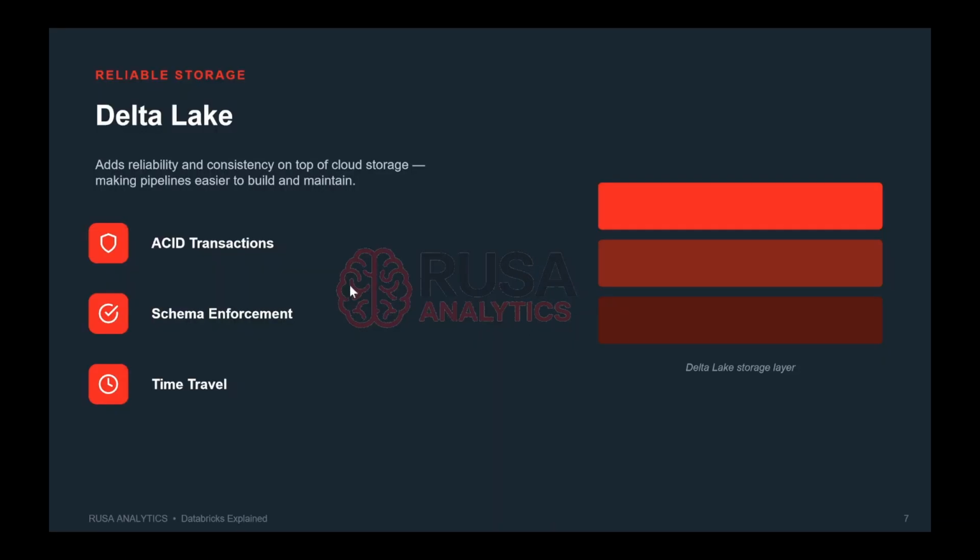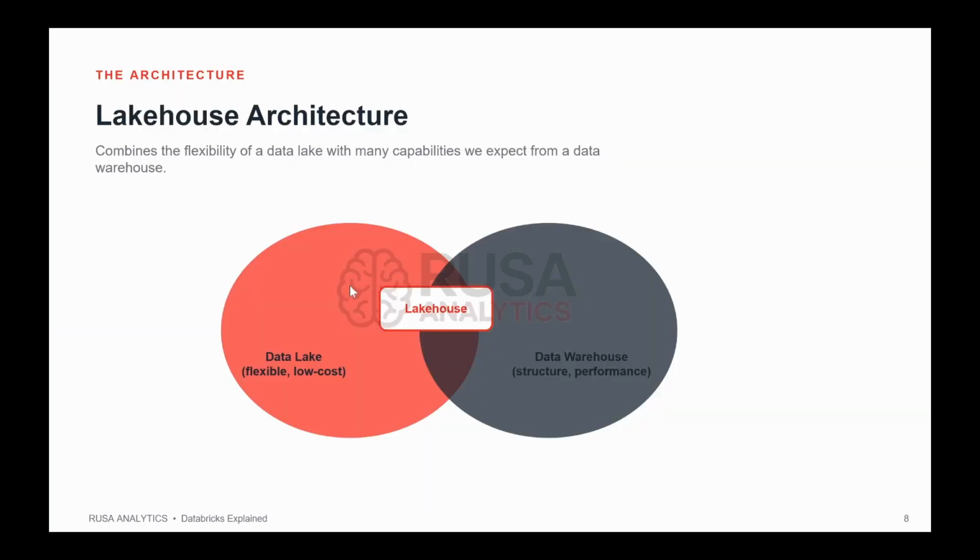Another important technology in Databricks is Delta Lake. Delta Lake provides reliability and consistency on top of cloud data storage. It supports features such as ACID transactions, schema enforcement, and time travel. This makes it easier to build reliable and maintainable data pipelines. Databricks also follows the Lakehouse architecture. The Lakehouse architecture combines the flexibility of a data lake with many of the capabilities we expect from a data warehouse.